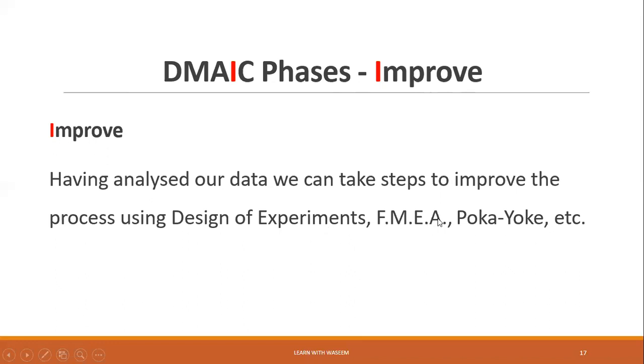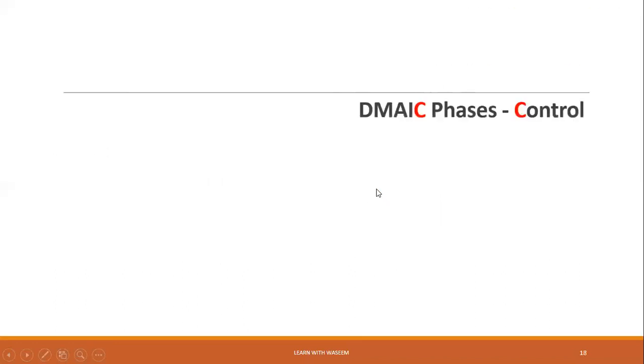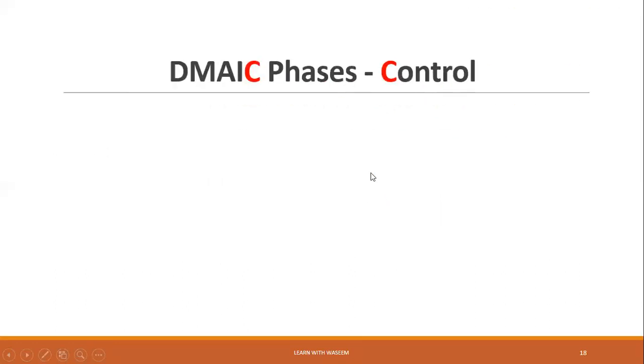These were some of the techniques that we can use to analyze our data. Which tool or technique we should use actually depends on the nature of the data and our objective. And the last one is obviously C, and that is control.